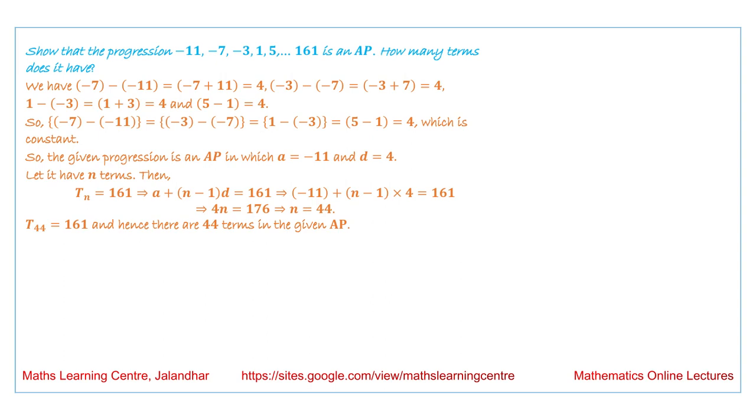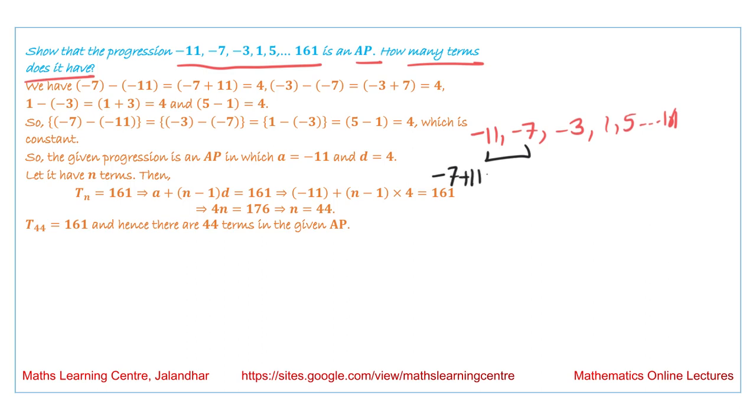Next is show that this progression is an AP. How many terms does it have? So it is a finite progression. It is minus 11, minus 7, minus 3, 1, 5, and so on up to 161. This is the last term over here. If we calculate the difference, it is minus 7 plus 11, that is equal to 4. Between these two it is minus 3 plus 7, equal to 4. Then it is 1 plus 3 is equal to 4. Then it is 5 minus 1 is equal to 4.